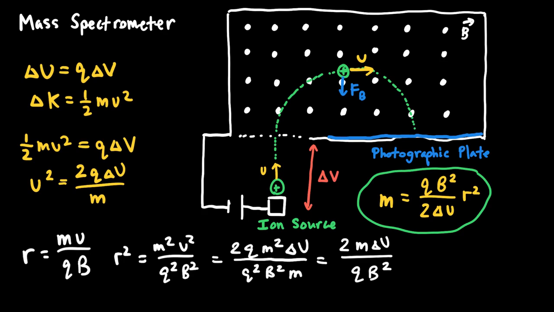The potential difference, delta V, is something that I can control. The radius of the circle that the charge moves in is going to be figured out by where the charge strikes on the photographic plate. The charge is something that I should be able to figure out based off of what types of ions I'm making in the ion source. And the strength of the magnetic field is something that I can calibrate and measure independently. And so I can figure out the masses of individual charged particles, which is something quite complex, using this kind of method, using a mass spectrometer.